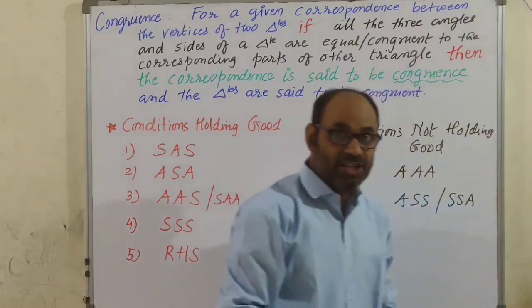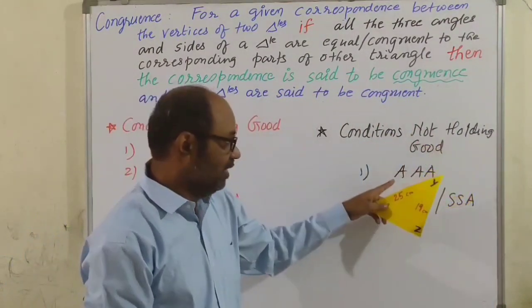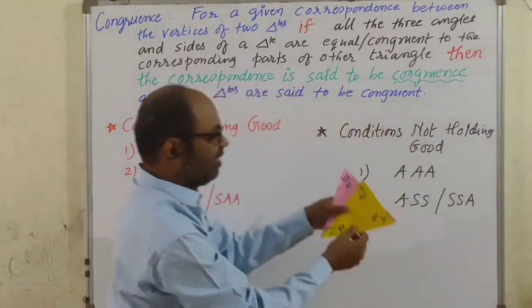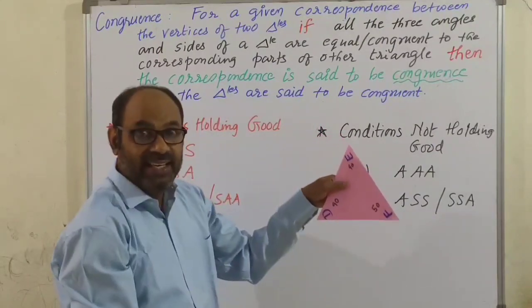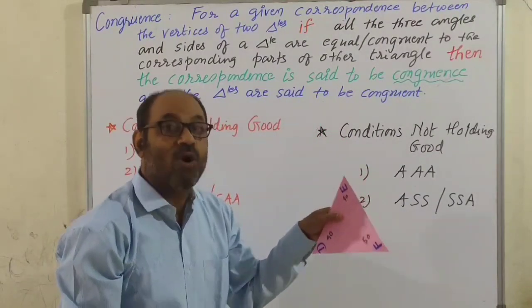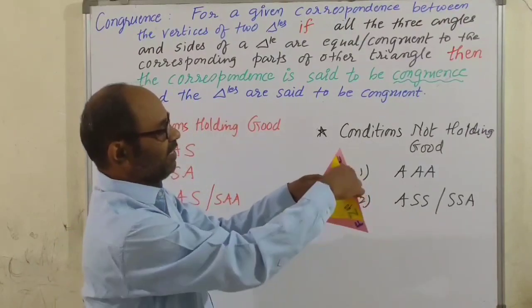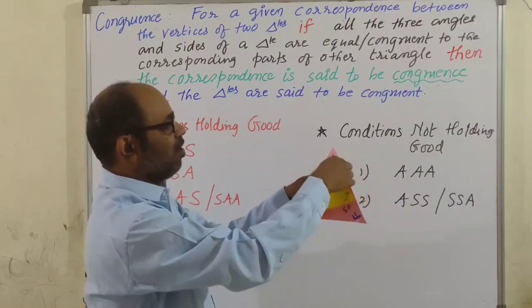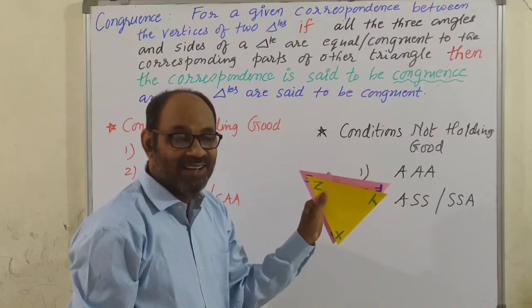Now, the condition which does not hold good is angle, angle, angle. Can you see this? 40, 50, 90. 40, 50, 90. The two triangles have corresponding angles equal. But for any of the 6 correspondences, you will find that the correspondence is not congruent. Are you getting it?